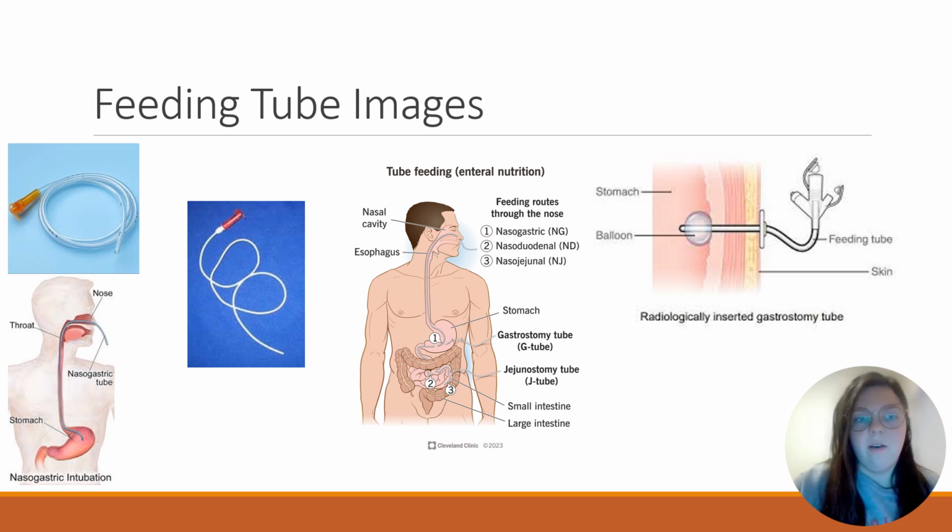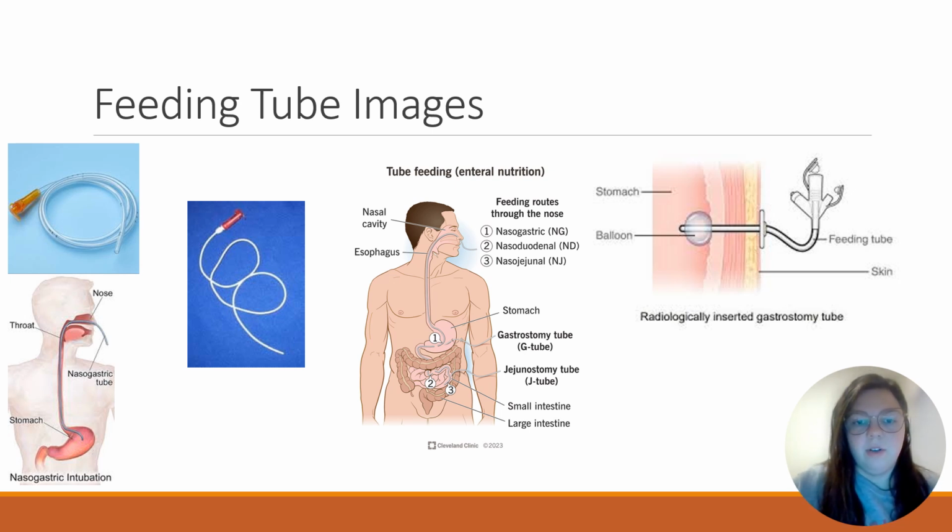These are some images of feeding tubes. On the left, with the orange, are examples of NG tubes, which, as you can see from the diagram below, are inserted through the nostrils into the stomach. The middle picture shows different types of feeding tubes and where they rest, such as the NG tube, again, resting within the stomach, the ND tube resting within the duodenum, and the NJ tube resting within the jejunum.